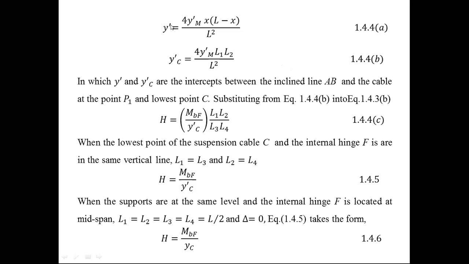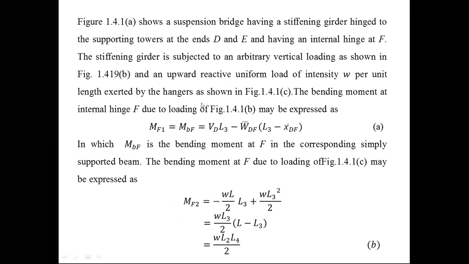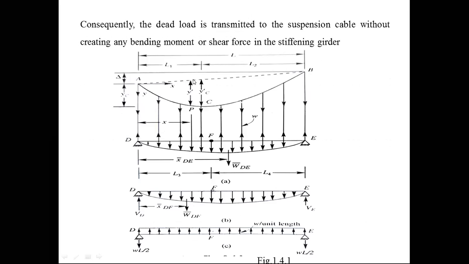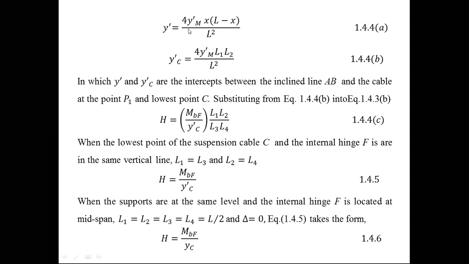and the lowest point C. Suppose this is the lowest point at any point P on the cable. You consider the lowest point, suppose lowest point C, then it becomes Y dash C. Okay? So this equation is a parabolic equation to determine the ordinate at any point P on the cable.